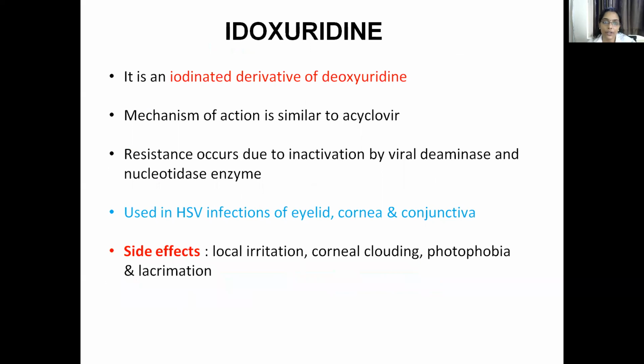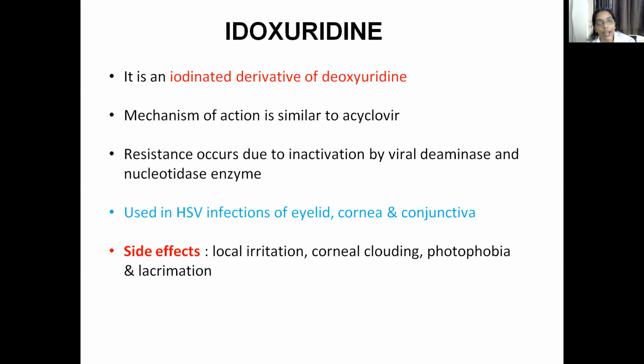Then the next drug is idoxuridine. This is an iodinated derivative of deoxyuridine. Mechanism of action is similar to acyclovir, but additionally it also gets incorporated into the viral DNA and causes chromosomal breakage. Now this happens with the host cell DNA as well. So that is the reason this drug again has more cytotoxicity. Resistance occurs due to inactivation by viral deaminase and nucleotidase enzymes. It is used in HSV infections of the eye, eyelid, cornea, and conjunctiva. The side effects are local irritation, corneal clouding, photophobia, and lacrimation.